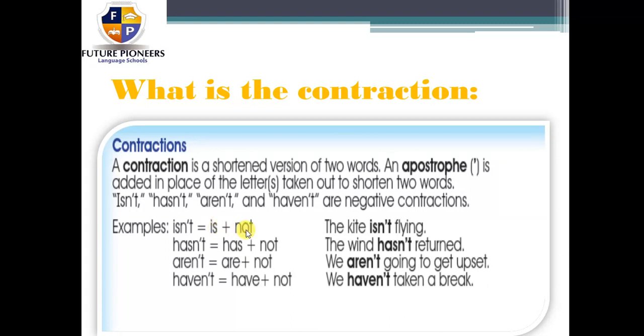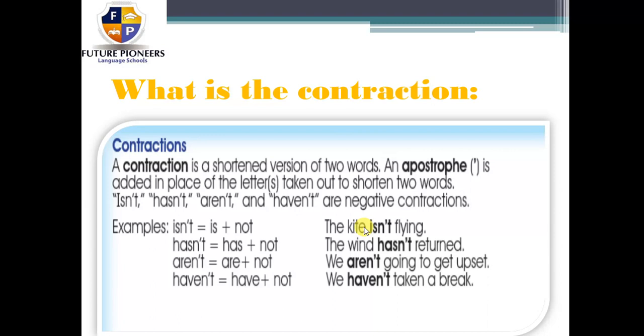So what do we do? We crossed out the o and we added an apostrophe. And now it's isn't. Instead of is not, two words, we just take out a letter to make it one word in a shortened way, which is isn't. Has not, hasn't. Are not, aren't. Have not, haven't. Let's read some examples.